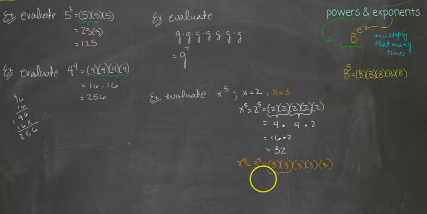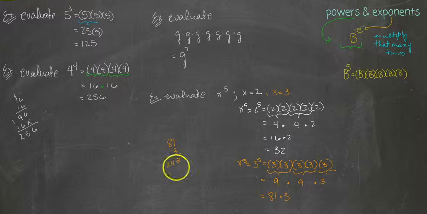I'm going to chunk it down again just because I find it easier to do that. That's a 9. 3 times 3 is another 9. And then 3 is left over. So 9 times 9 is 81 times 3. I'm going to have to do scratch work again, and you got to be ready to do it. 3 times 1 is 3, and 3 times 8 is 24, so 243.